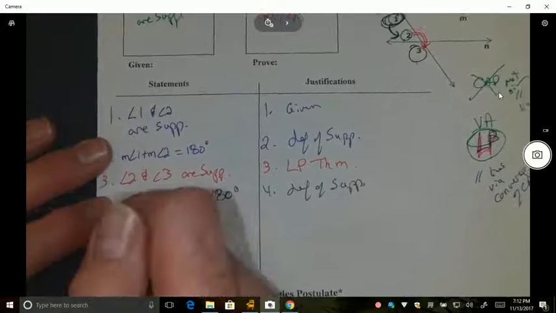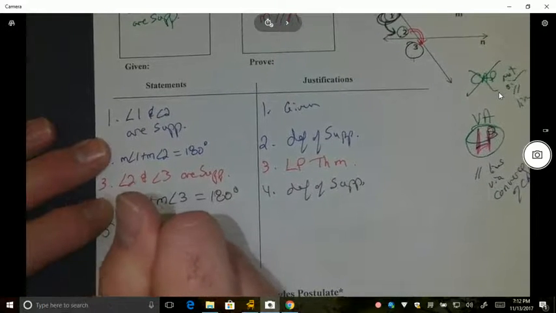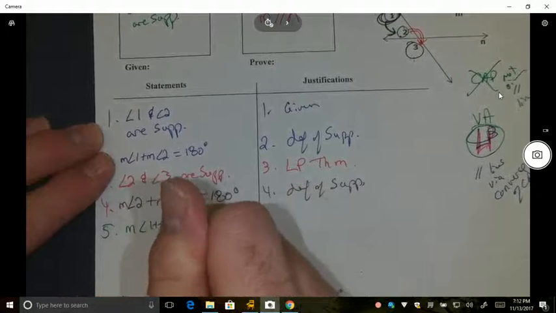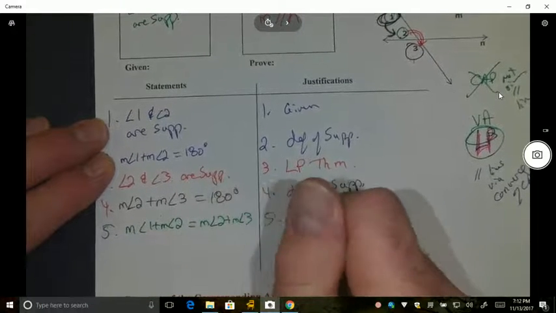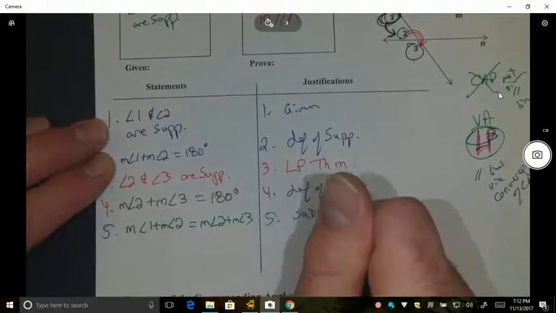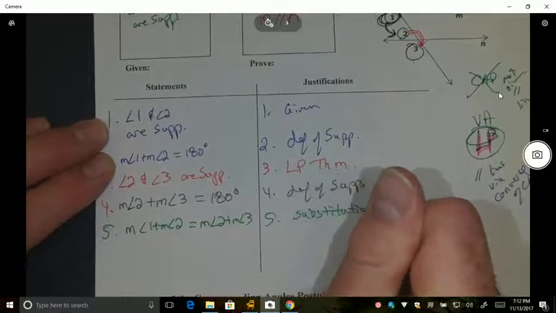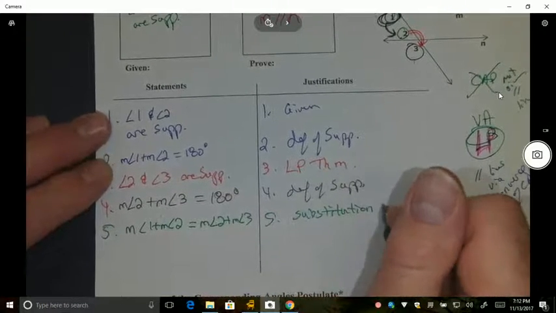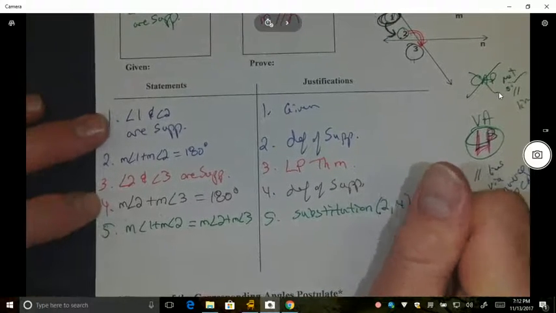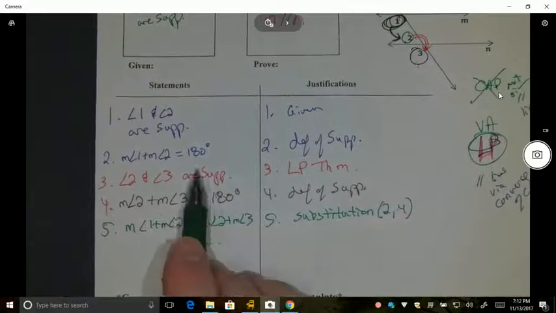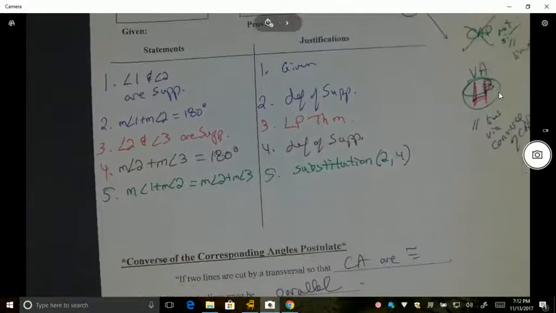So since they each equal 180 degrees, I have the measure of angle 1 plus the measure of angle 2 equal to the measure of angle 2 plus the measure of angle 3. And this is by substitution, or if you want, you could use the transitive property of equality. Again, these are coming from lines 2 and 4. Transitive property of equality works because the 180 is the connector.